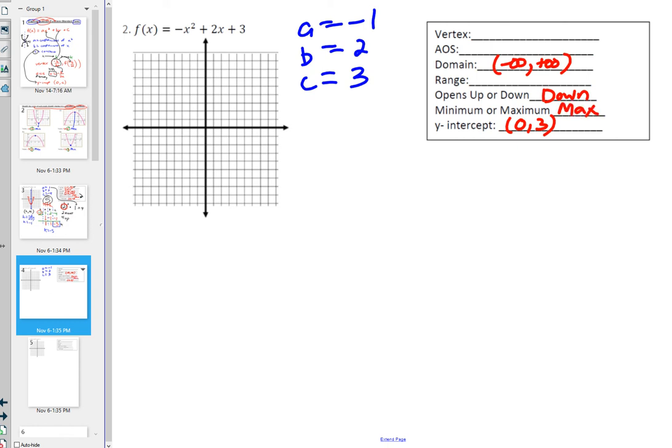We have 3 unknowns still left there, but all of those rely on the vertex, so I have to find the vertex. Vertex is h comma k. Let's start off with h. The formula I gave you for h is negative b over 2a. b is 2, so negative 2 divided by 2 times negative 1. What's negative 2 divided by negative 2? 1. What I now know is my vertex is going to be at 1 comma something.